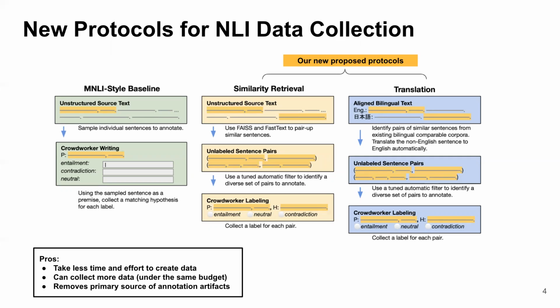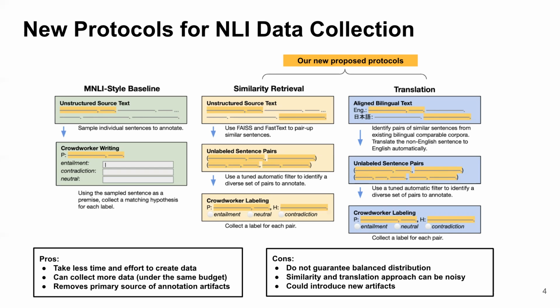So why do we choose to do this? First, labeling takes less time and effort, which means we can possibly collect more data if we have a fixed annotation budget. It will also potentially remove the primary source of annotation artifacts, which is human-elicited hypotheses. However, there are also some drawbacks. First, it is not guaranteed anymore that we will have datasets with balanced distribution. The similarity and translation approaches can be noisy, and finally, they could introduce new kinds of artifacts. I will briefly discuss these protocols in detail in the next few slides.